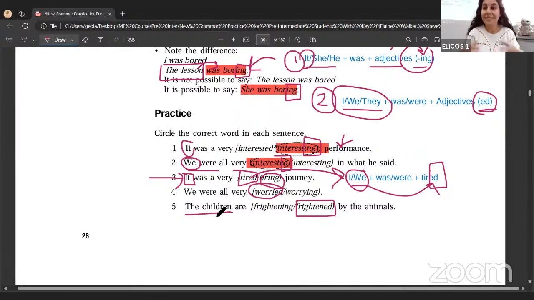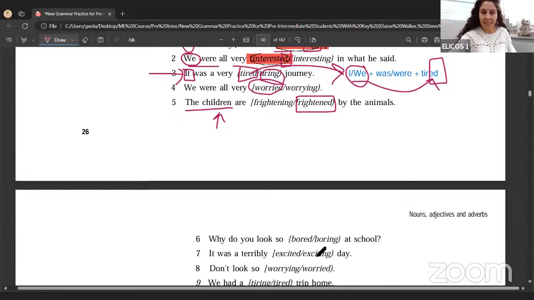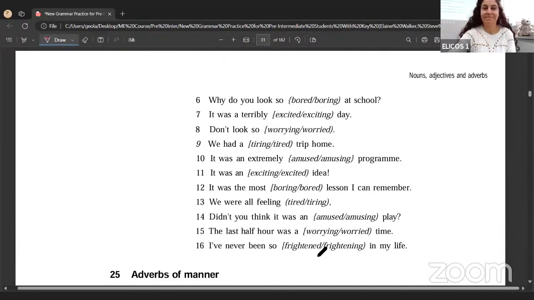Now the children is they, it's plural. Remember we looked at our nouns and children is an irregular. The singular noun is child, the plural noun is children, and we can see it's plural, so we need to put the ed. So the children are frightened by the animals. Okay, I think we have some more. Yes, number 6, more practice.